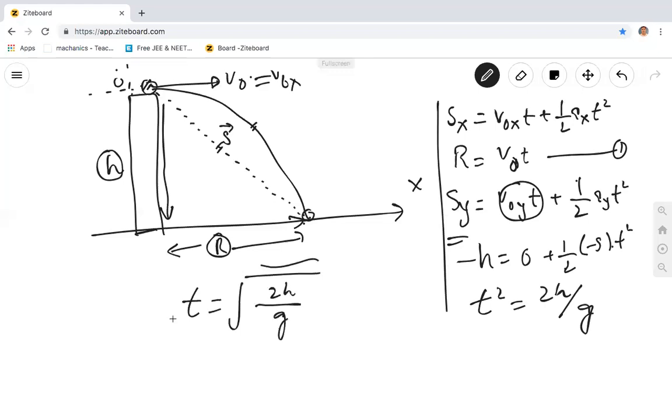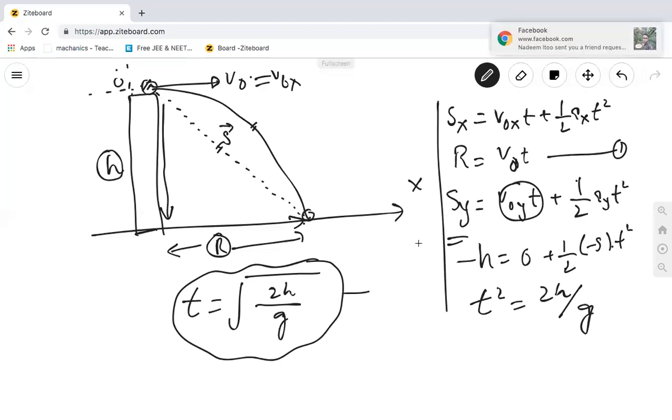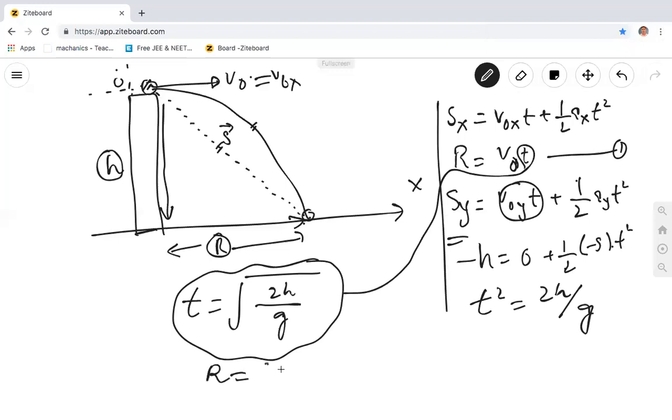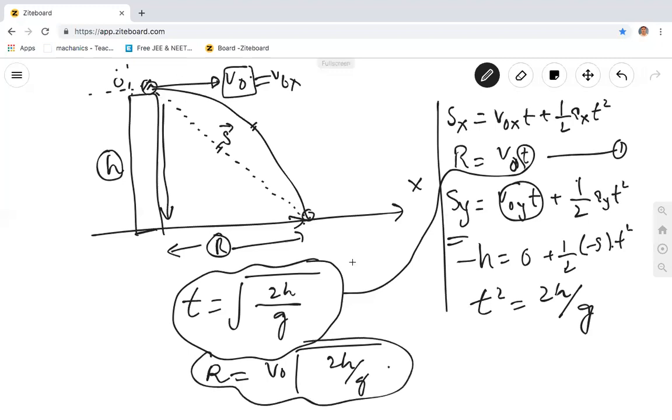Is that right? Now, what is r? Range. V0 into t. This t you substitute here. You will get the range equation, that's r equal to v0 root of 2h by g. It is very interesting that the time of fall does not depend upon the initial horizontal velocity. It is an interesting situation. It's the same as free fall, and it is also a free fall in a very meaningful sense of the word.